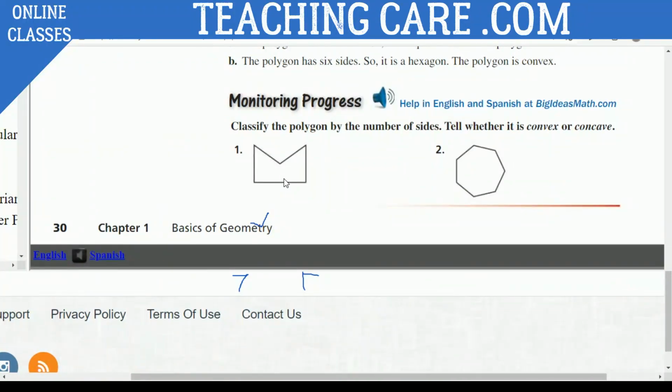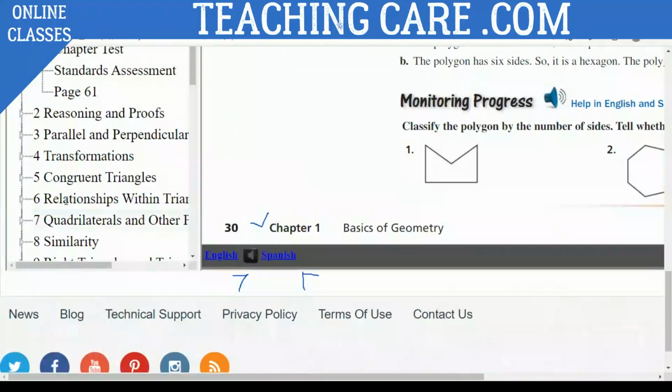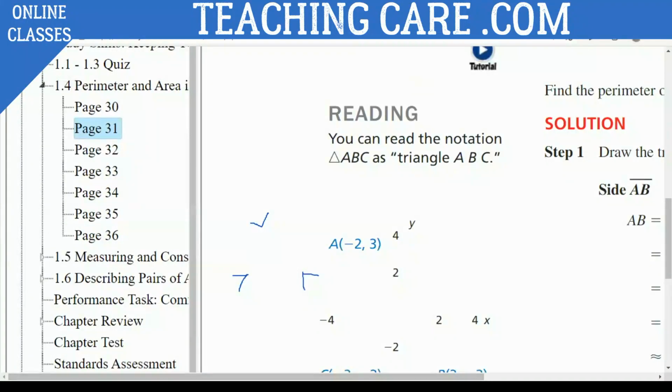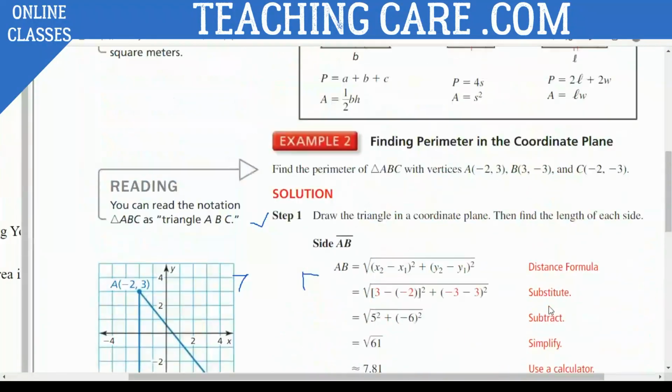Can you tell me the polygon by the number of sides here? Question number one. Pentagon. Okay, good. Number two. Heptagon. Yes, correct. Let me move on to the next one now.